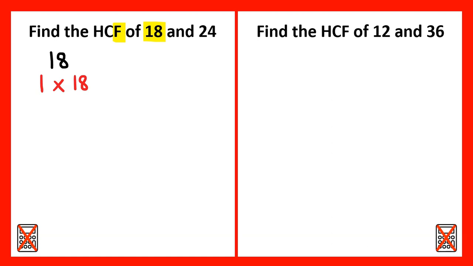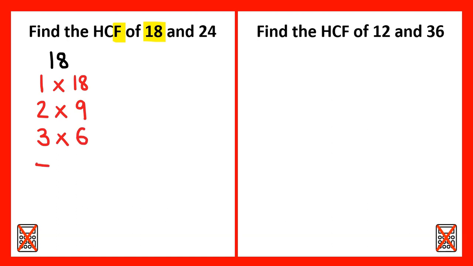In fact, 1 and 18 are both cofactors because they multiply to give you 18. If you list factors using cofactors and pairs, this will encourage you to include all of them and not miss any of them out by accident. Next, we can move on to 2, and I know that 18 divided by 2 is 9, or 2 times 9 is 18. Next, I can move on to 3, and I know that 3 times 6 gives me 18.